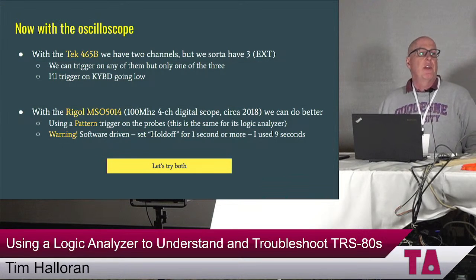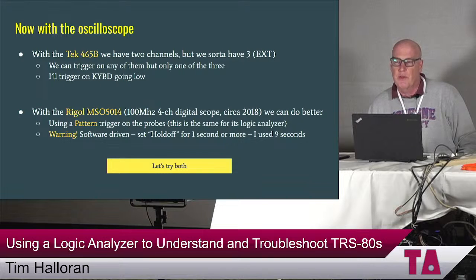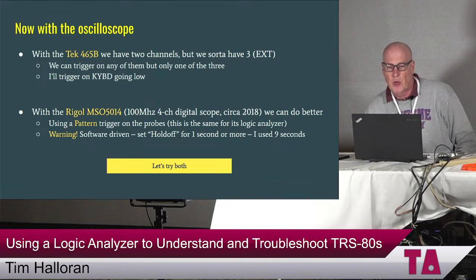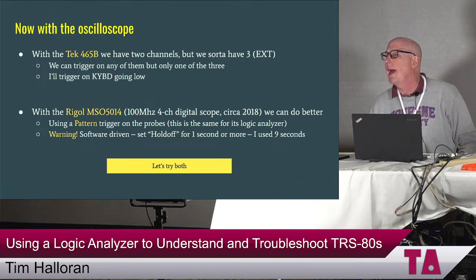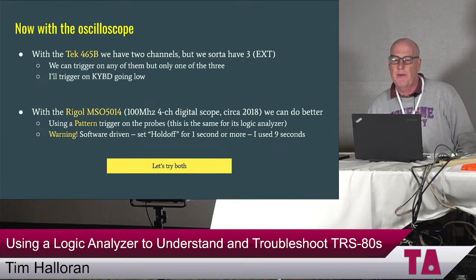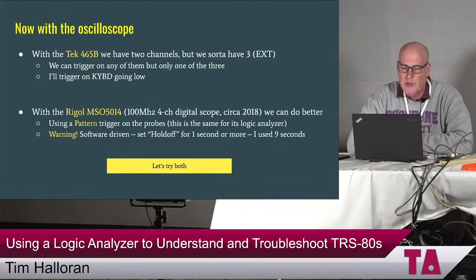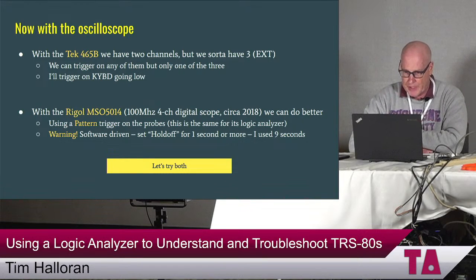Now let's switch to the oscilloscope to sort of illustrate the issues with this. With the Tech, I'm going to go back. I love the Tech 465B. It's a great old scope. We only have 2 channels, but we sort of have 3. We have an external line as well that we can trigger off of. And in fact, the 465B is kind of interesting because you can actually show the external trigger on the screen by pushing a button. It's neat. So we can trigger on any one of them, but we only have 3.